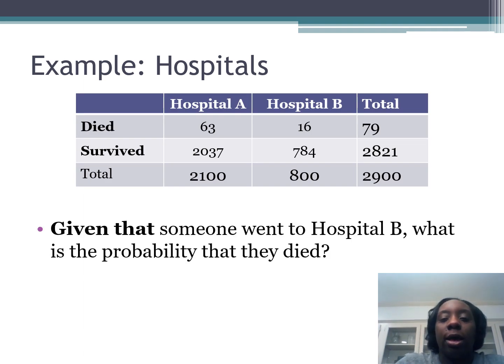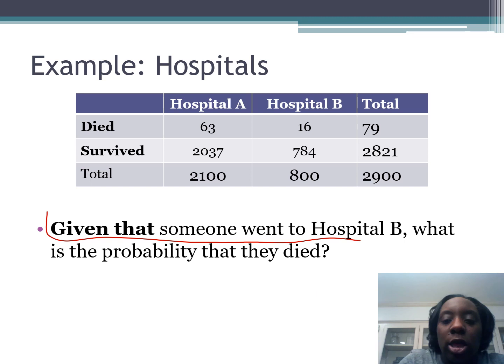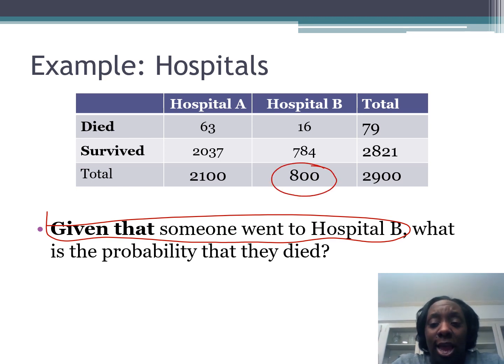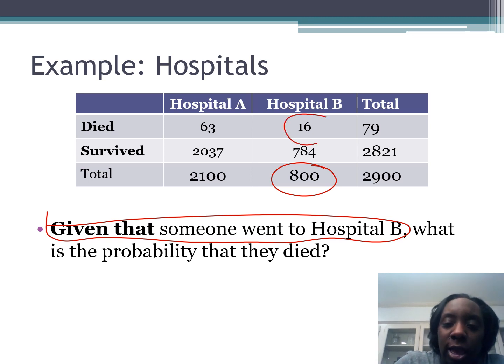Okay, so we have, given that someone went to hospital B, that is another condition. So that means I don't care about the total, and I don't care about hospital A. I care about hospital B. Because maybe it's the same group of hospitals, and they just want to compare, well, what's the percentage of death per hospital? Is one hospital doing better than the other? All right, so given that someone went to hospital B, what is the probability that they died? So I want that top number.